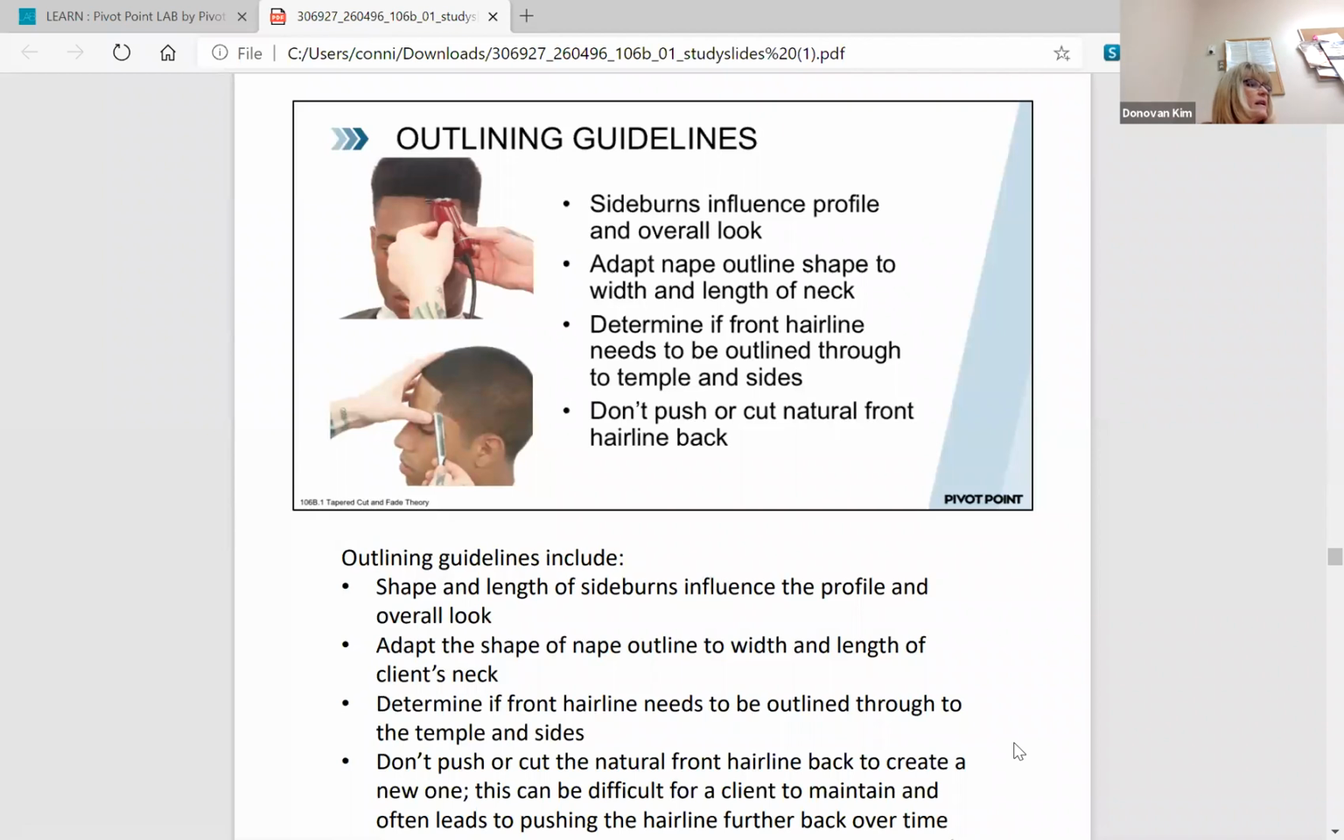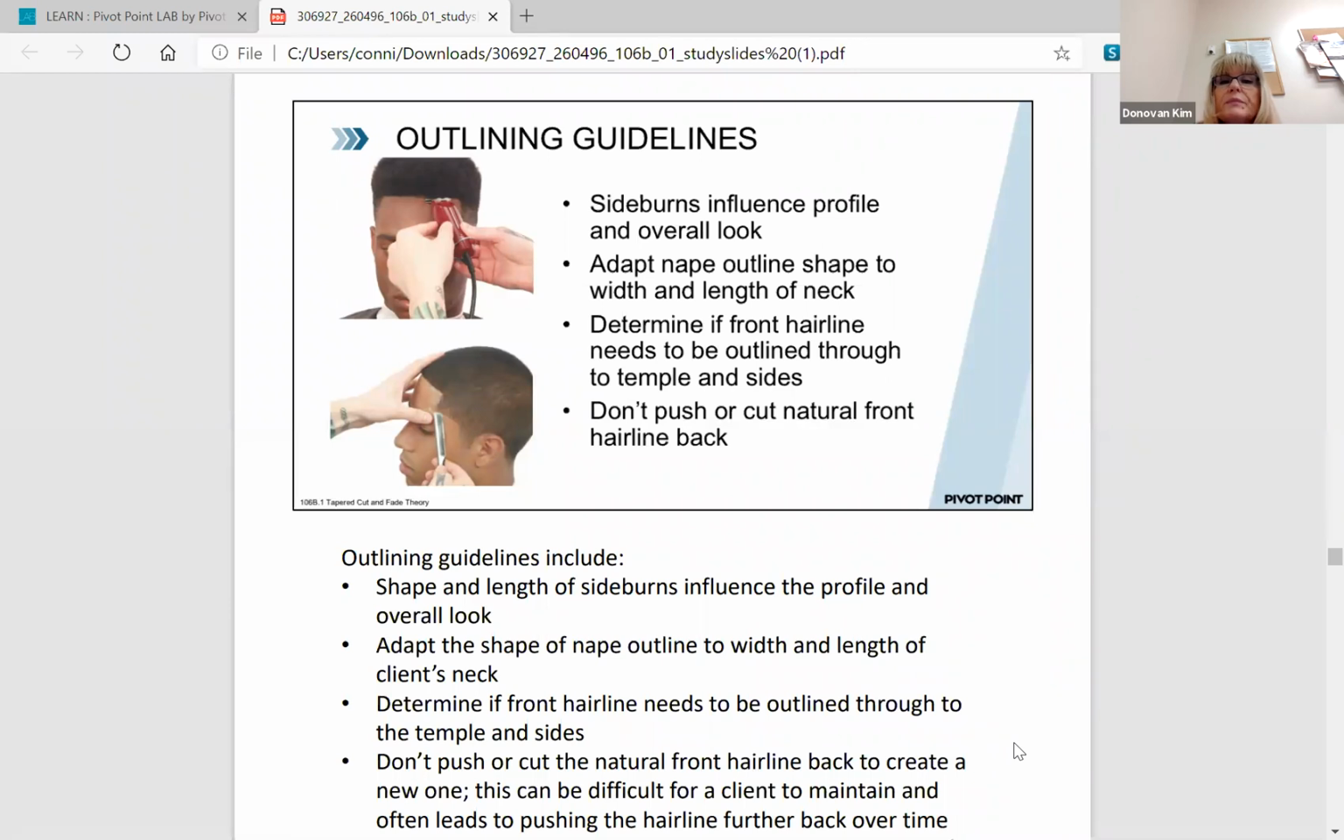Okay, so some guidelines for this: sideburns influence profile and overall look. Remember, ears aren't even. So if you're going by the person's face to make your sideburns, usually it looks a little bit more even if you go by their ears. Adapt nape outline shapes to the length and width of the neck. Go with what they have naturally, unless it's really not too good of a shape, but we don't want to cut into that hairline. We want to keep it natural.